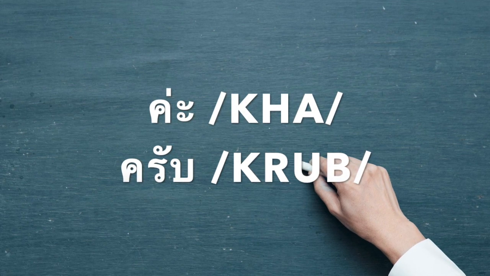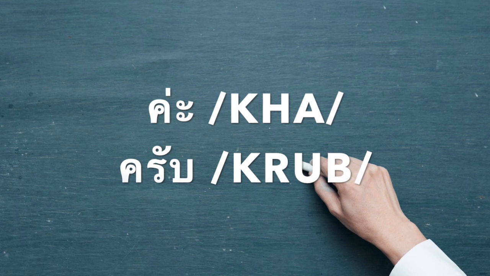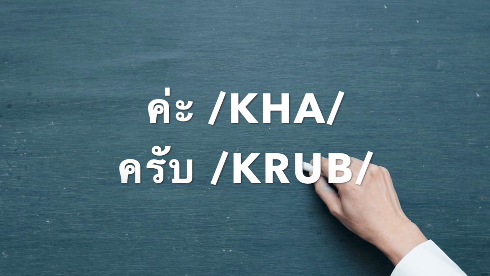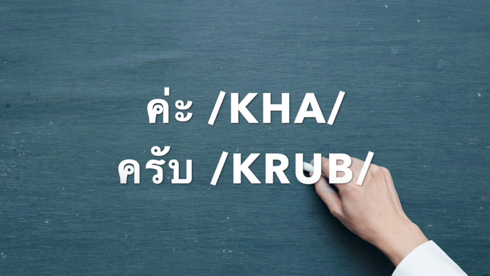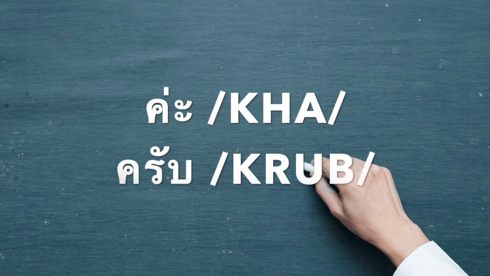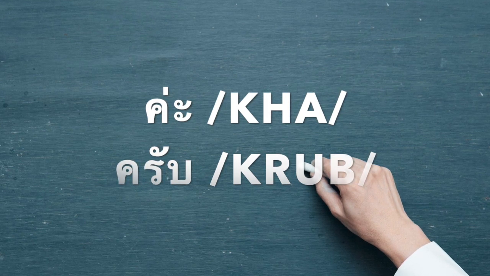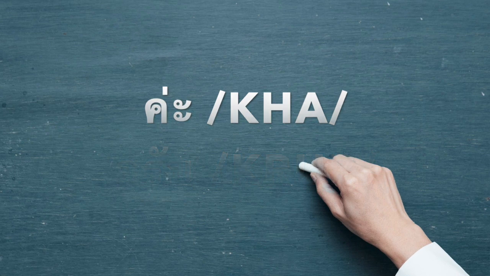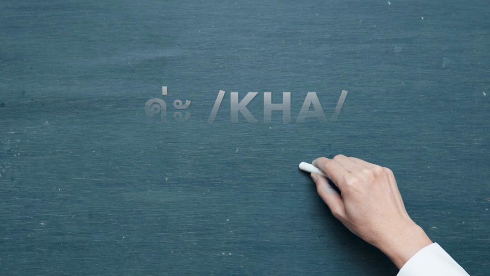You might feel weird to say one word a lot or all the time, but believe me, there are no problems at all to say Kha and Krub as much as you can, to avoid being impolite, so it is better to use them.